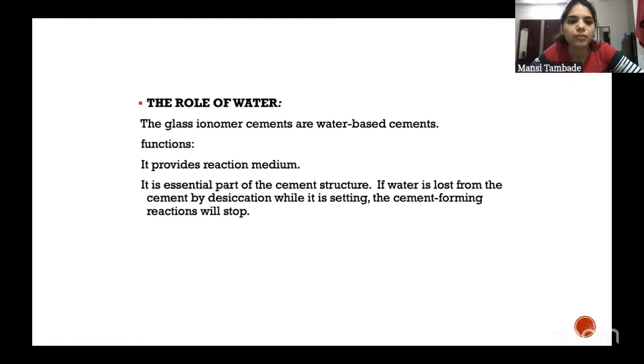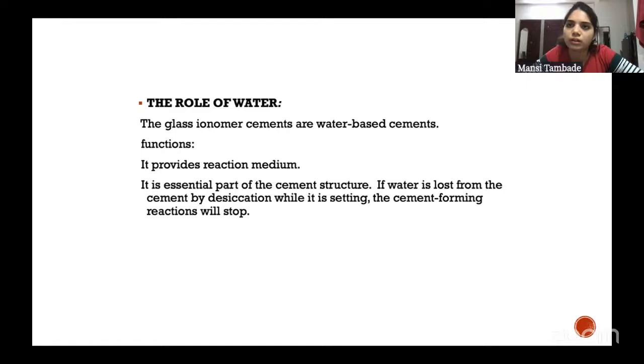Okay. The role of the water. If it is a long note question, you should definitely write it. Otherwise, it's okay if you ignore this part also. It provides the reaction medium. It is essential for the cement structure. If water is lost from the cement by desiccation while it is setting, the cement forming reactions will stop. Water is an important part.